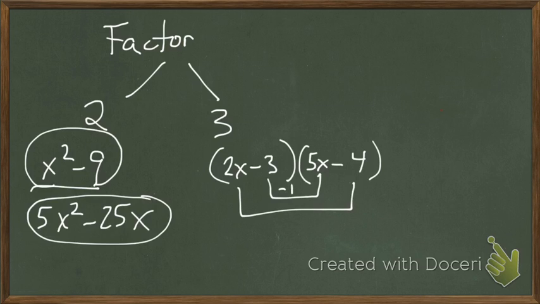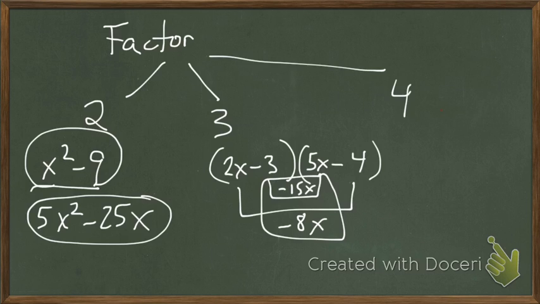So the middle term of my polynomial for this one would have been negative 23. You always want to check, especially if these signs are opposite. If there's four terms, the only way we factor is by grouping. So you pair up the first two and the last two.